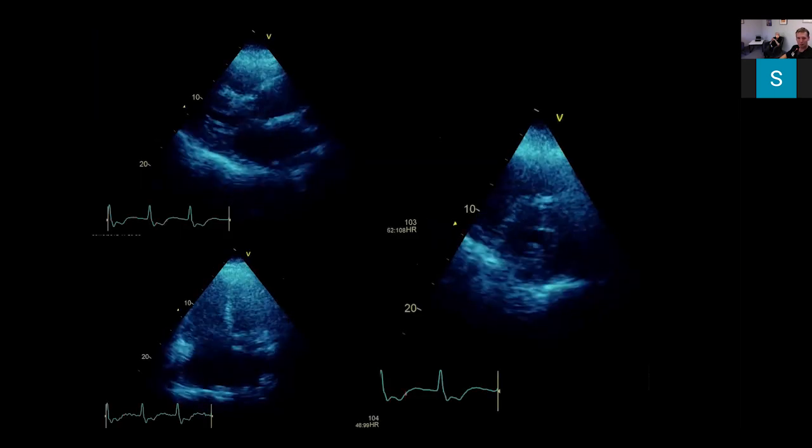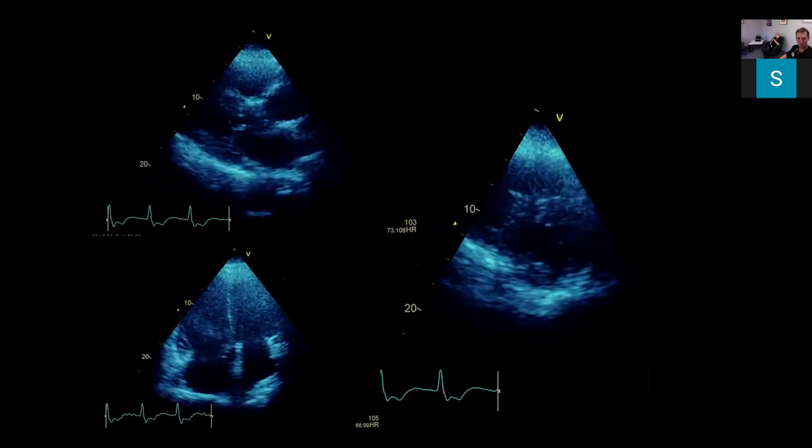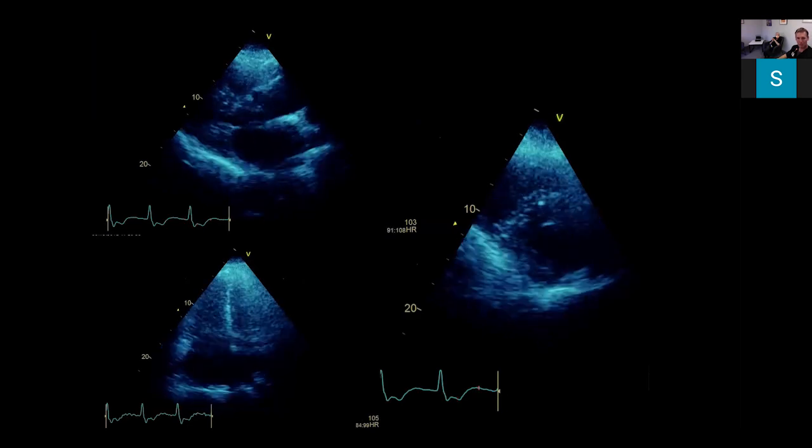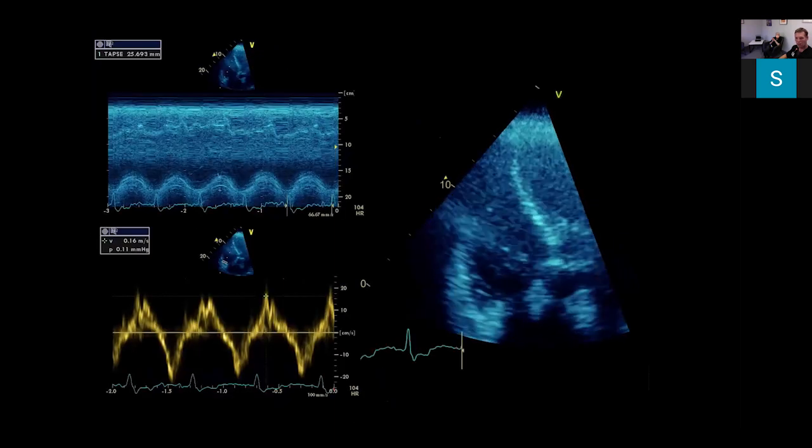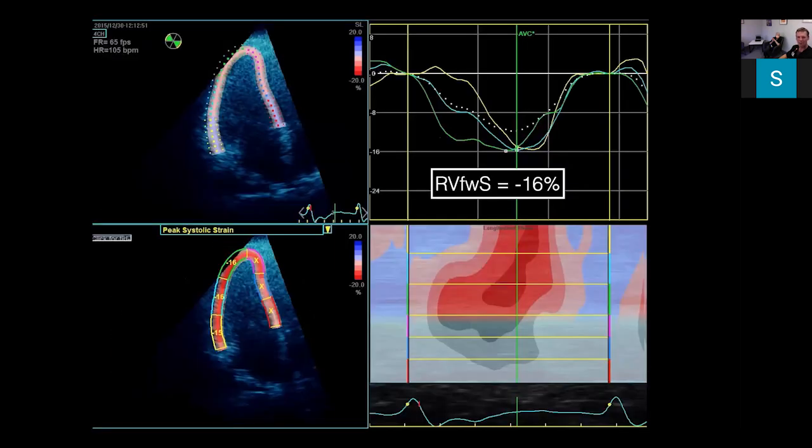Okay, another example. I'm sorry, I'm going to just push through these pretty quickly. Again, we've got someone who's got a bit of a dilated RV. All the numbers look okay, but you've got an RV that again looks a little bit abnormal with RV free wall strain of -16.